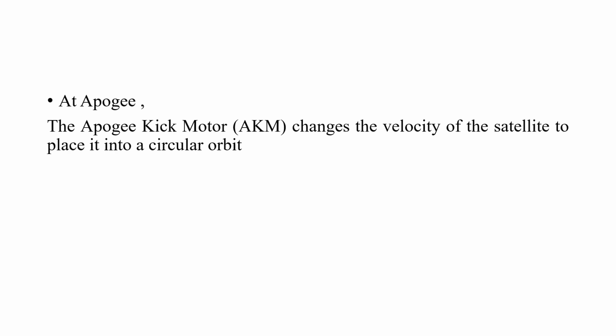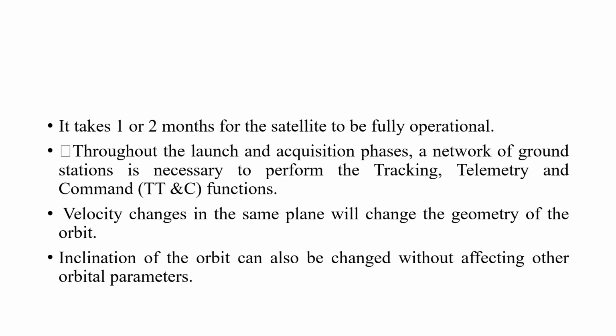Next, at apogee, the apogee kick motor will be enabled. It makes the change of velocity of the satellite to place it in its circular orbit. It takes one or two months for the satellite to be fully operational. Throughout the launch and acquisition phase, a network of ground stations is necessary to perform the tracking, telemetry as well as command functions.